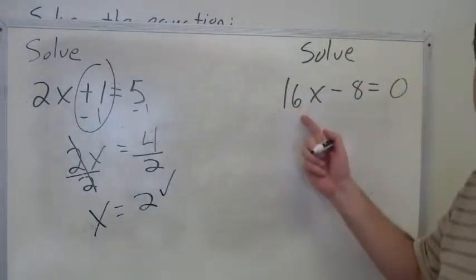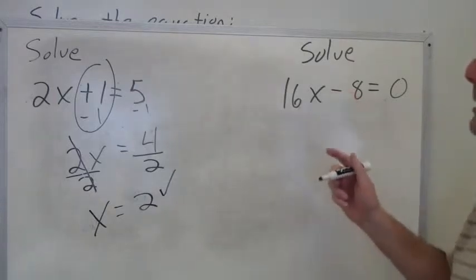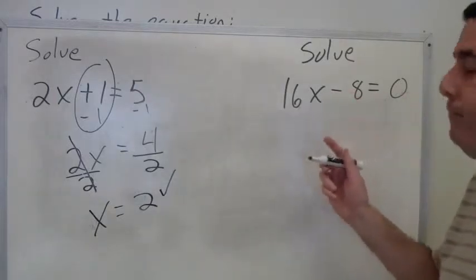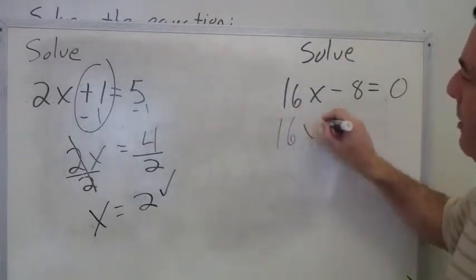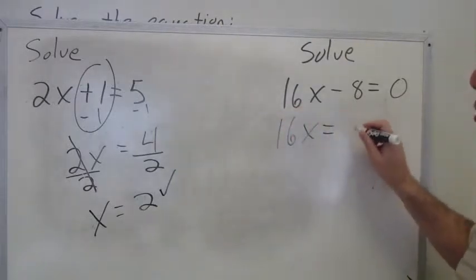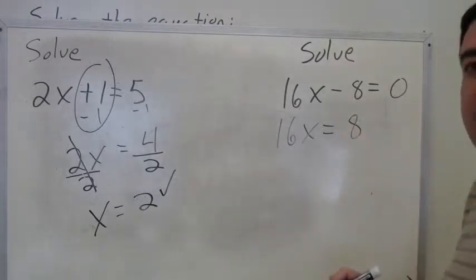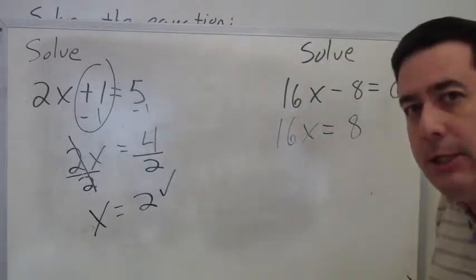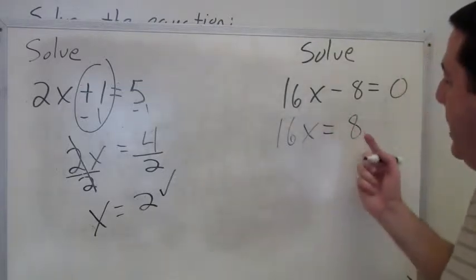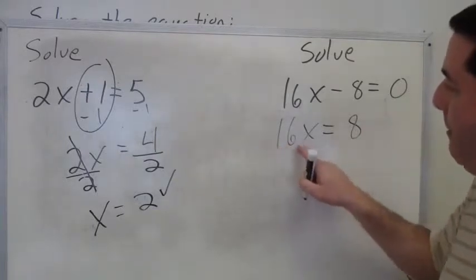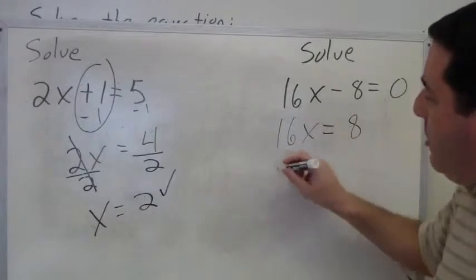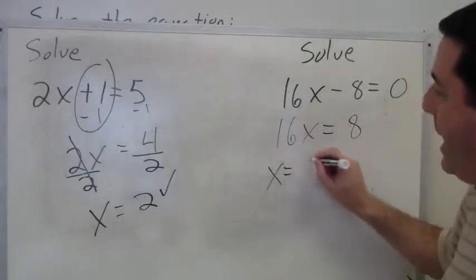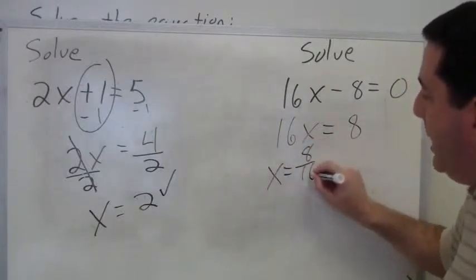For instance, the one that is here, 16x minus 8 equals 0. Let's first move the 8 across. This will give me 16x equals positive 8. When I've added 8 to both sides, 0 plus 8 gives me 8. Now the next step is to divide by 16. I don't have to write a line with a 1600. I know I'm dividing both sides by 16.